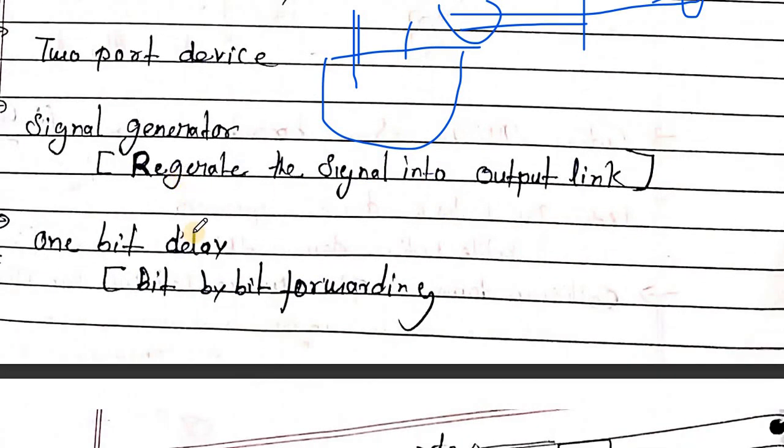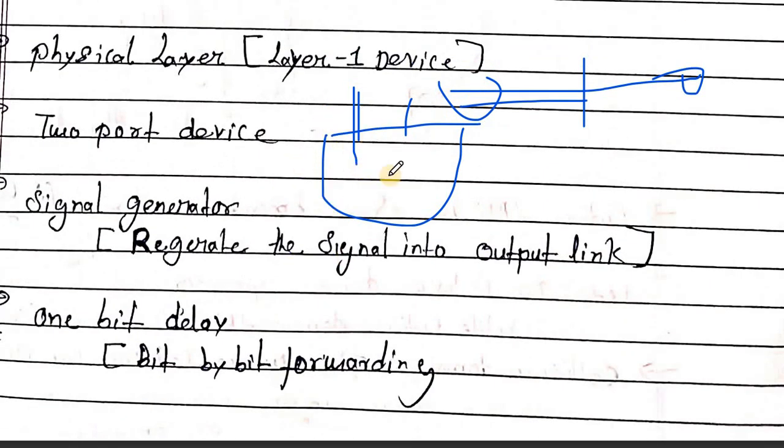Okay, it amplifies or regenerates the signal by taking 1 bit of the incoming signal, amplifying it and sending it. It is a 1 bit delay. It creates a 1 bit delay in the channel because it processes only 1 bit at a time. So it takes 1 bit, amplifies it, transfers it, takes the next bit, amplifies it and transfers it. It works with 1 bit only.